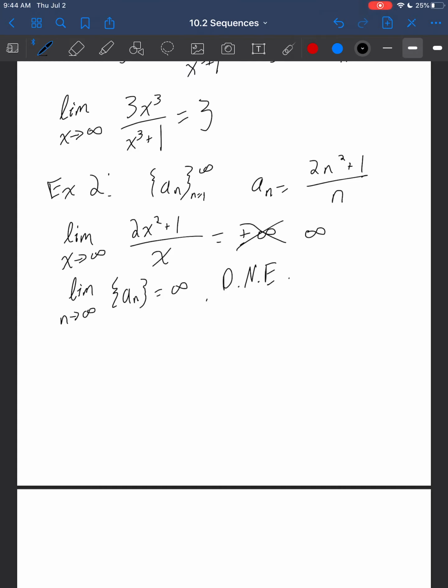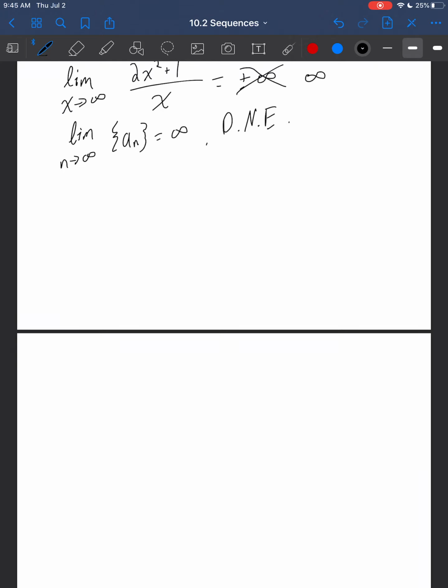So let's do one more example where we're dealing with the transformation of these sequences from integer numbers to actual functions that we're more used to dealing with. And let's do one where we have to use L'Hopital's rule on it. Okay, so example 3 with L'Hopital's rule. We'll take our sequence as a sub n, n equals 1 to infinity, where we have (1 plus 5 over n) to the n.